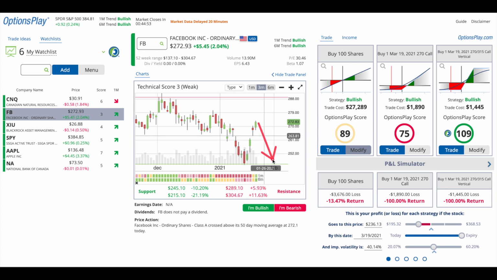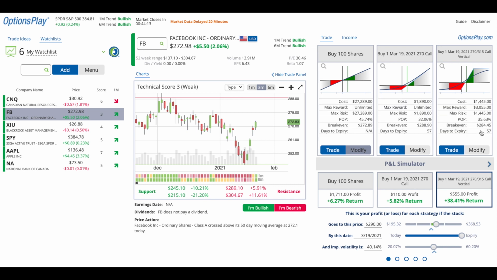So perhaps Facebook stock declines back down to its lower level here around 250, then you can plug that into those levels and see, well, if Facebook declined back down to 250, here I'm risking $2,300 on the stock, $1,900 on the call, and only $1,400 on the vertical, meaning that the strategy on the right-hand side gives me a relatively small amount of risk for the 3 strategies and potentially a higher return if the stock does go in my favor. So that's why this strategy here on the right has the highest OptionsPlay score.